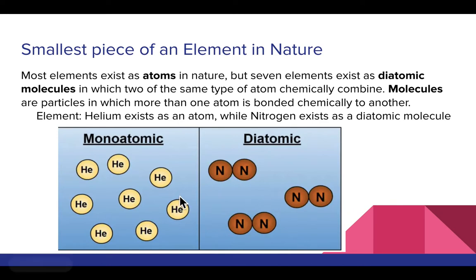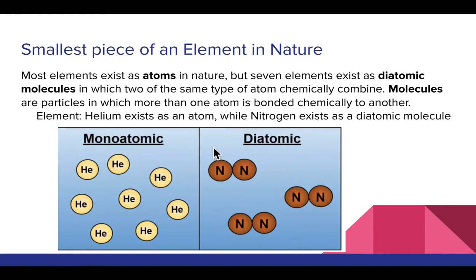So here's an example. Helium is a monatomic element. Its simplest piece is a simple atom. And you can see here, we represent this with these drawings of just single circles, not touching.